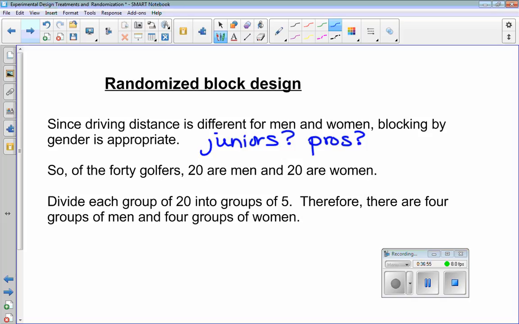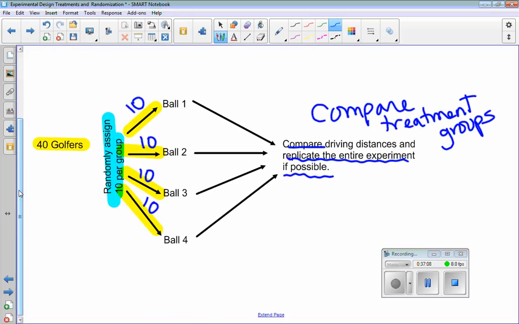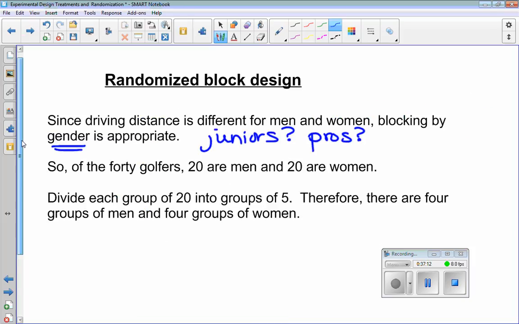So how would the picture look if we're just going to worry about gender? Let's say I don't have any pros, I don't have any juniors, I only have men and women. Here's how my experiment looked before. How does the picture change when now I've introduced women and men?